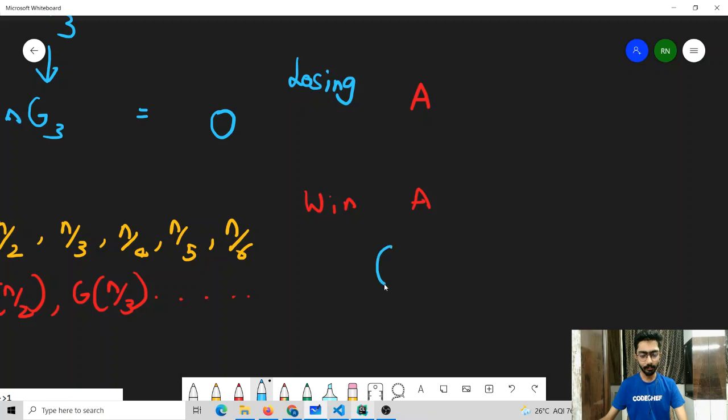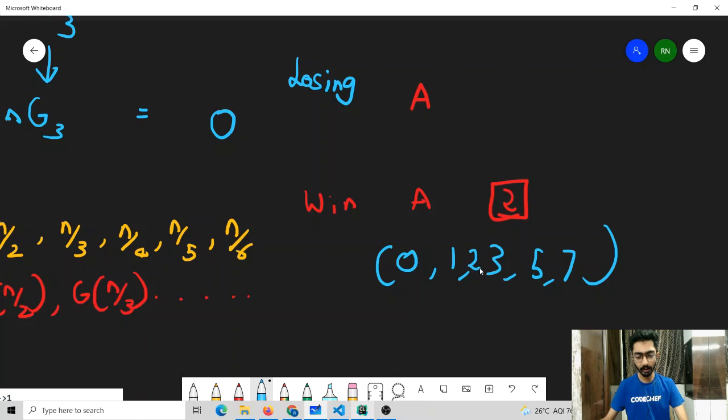Consider we have an array like 0, 1, 3, 5 and 7. Then which is the smallest non-negative number which is not appearing? It's 2. So 2 is going to be the mex. Consider that 2 is also present in the array. Then which is the smallest number which is not present? It's going to be 4. So 4 is going to be our mex. Now consider that 0 itself is not present. Then which is the smallest non-negative number which is not present? It's going to be 0. Then 0 is going to be our mex.